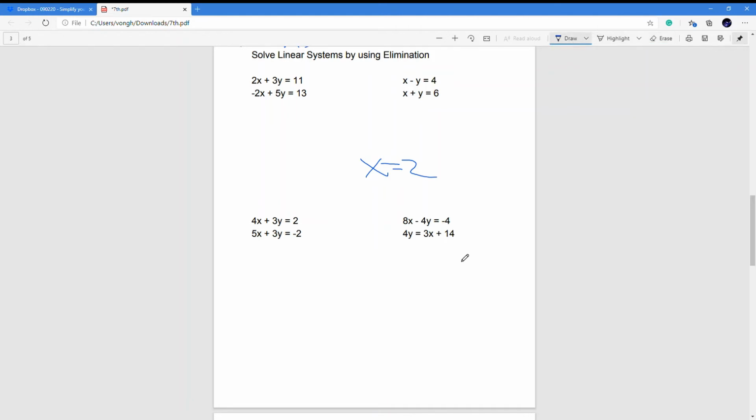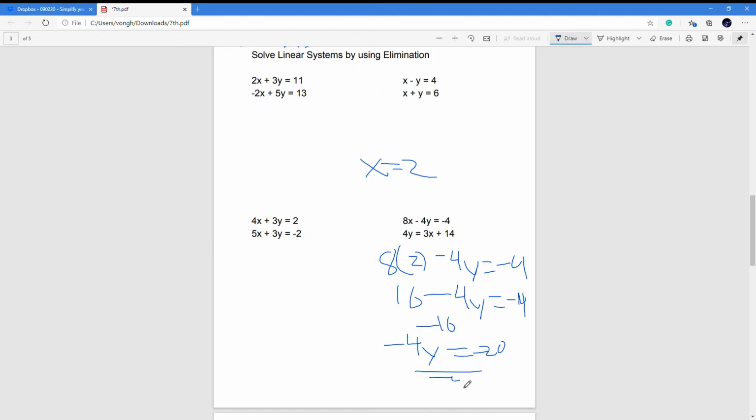Let's do this one. So we have 8, put the value of x in, minus 4y equals negative 4. We get 16 minus 4y equals negative 4. Subtract 16, then you get negative 4y equals negative 20. Divide by negative 4, and you get y equals 5.